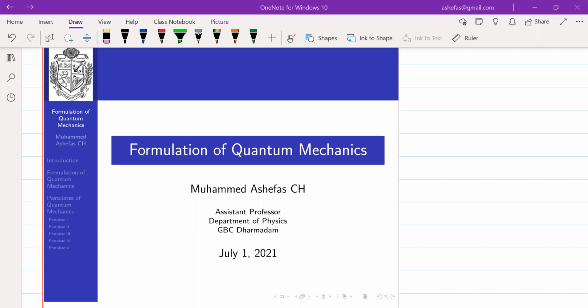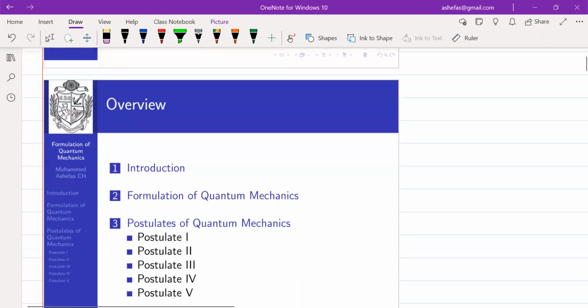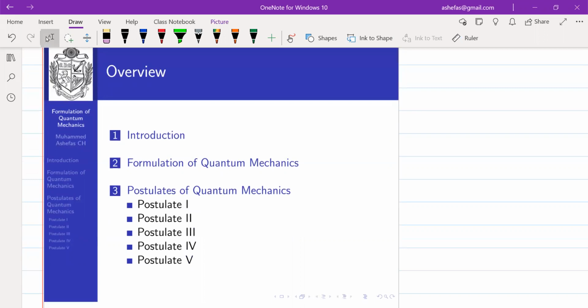So we are going to start a new module today. It's called the formulation of quantum mechanics. In the last module, we discussed in detail the mathematical formulation of quantum mechanics. There we learned the mathematical techniques which are required for the formulation of quantum mechanics. Okay, so this is the overview of this particular lecture.